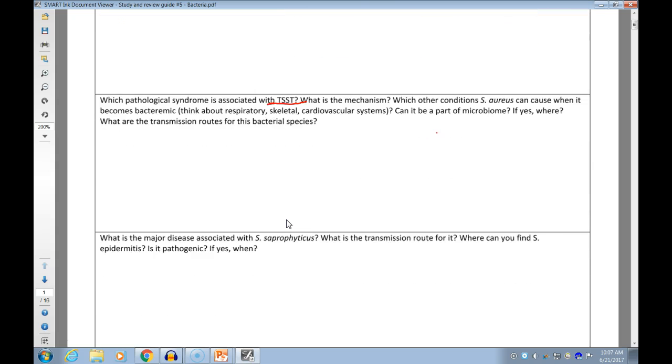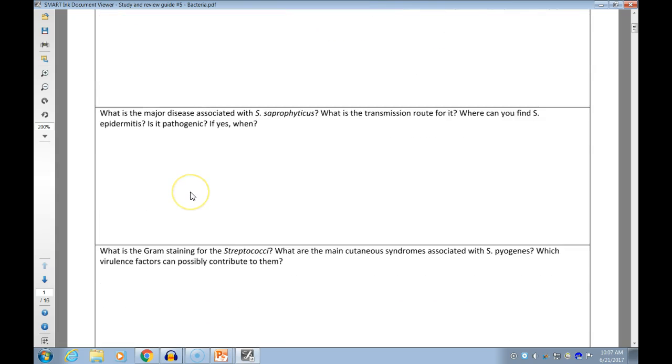TSST, toxic shock, okay. Mechanism, hyperimmune response. When it becomes bacteremic: respiratory condition, it's pharyngitis, infections of the upper respiratory tract; skeletal, osteomyelitis; cardiovascular, endocarditis. Can it be part of the microbiome? Yes. Where? Respiratory system. Transmission routes, contact and respiratory. I'm pretty much reiterating what we've already discussed, so I'll try to do it less.